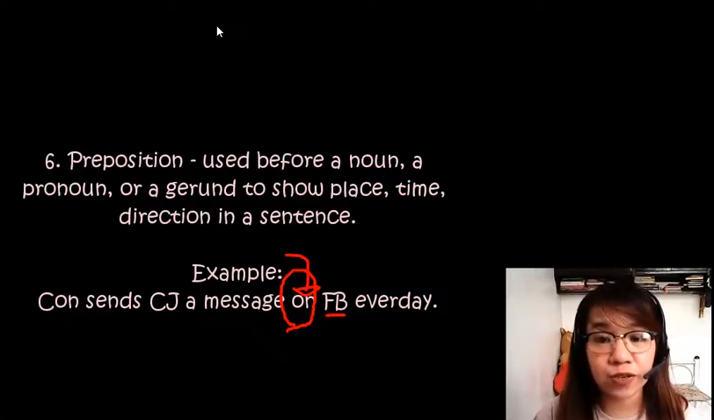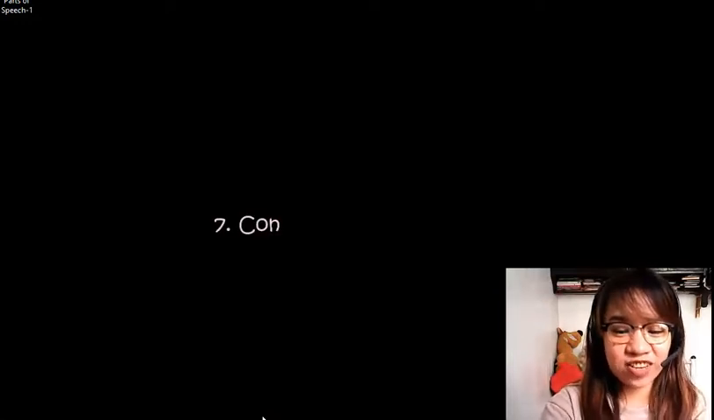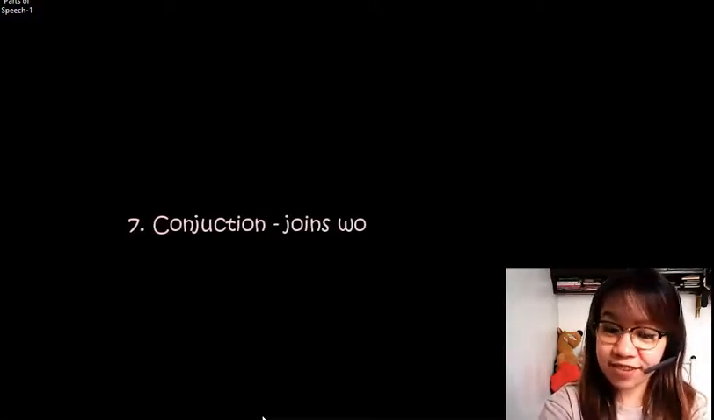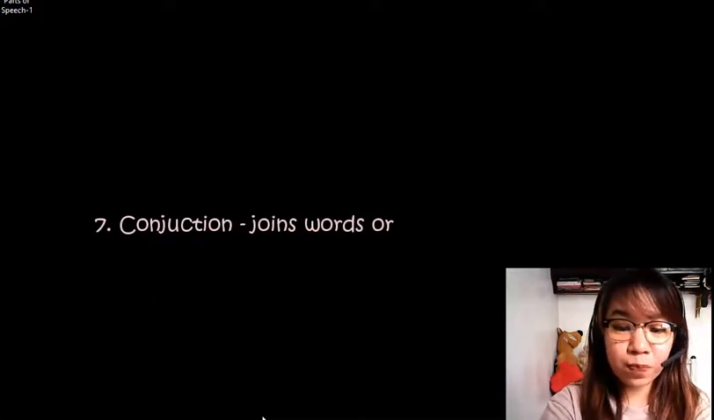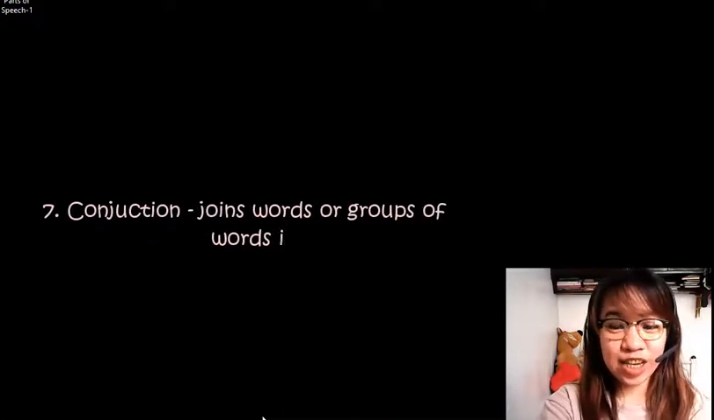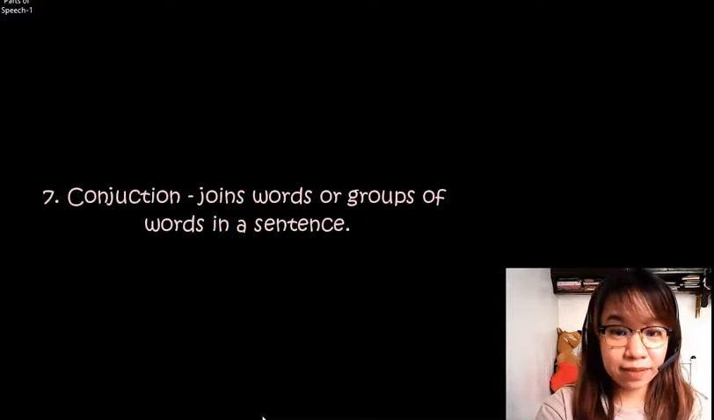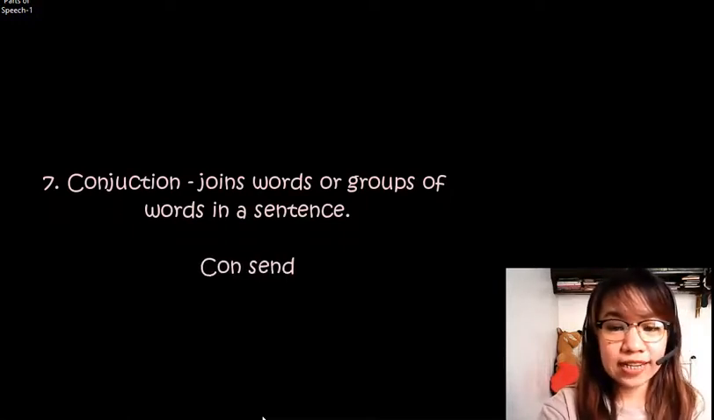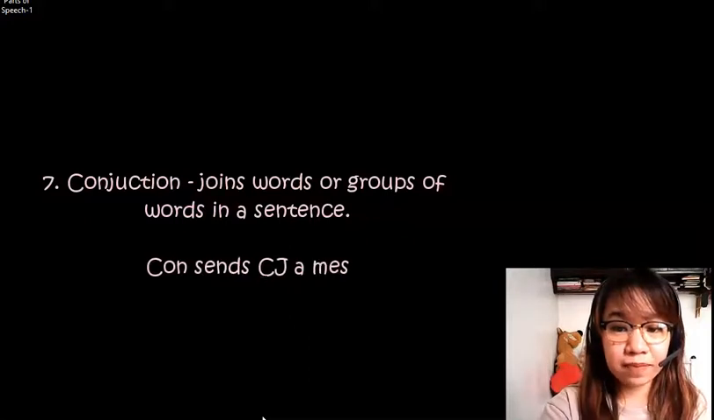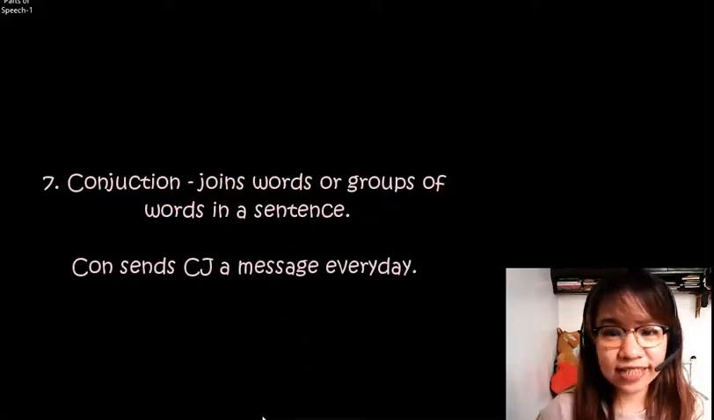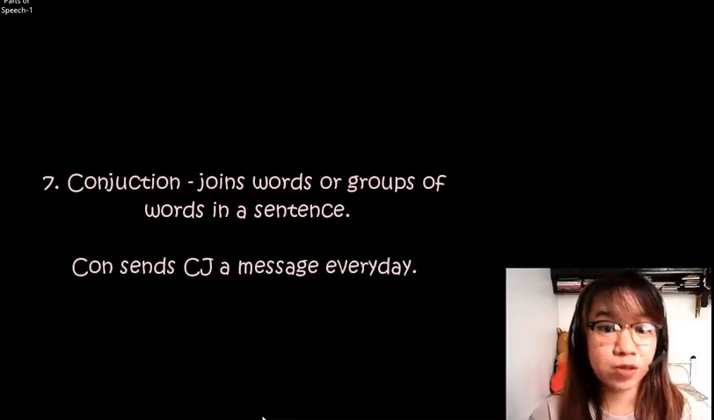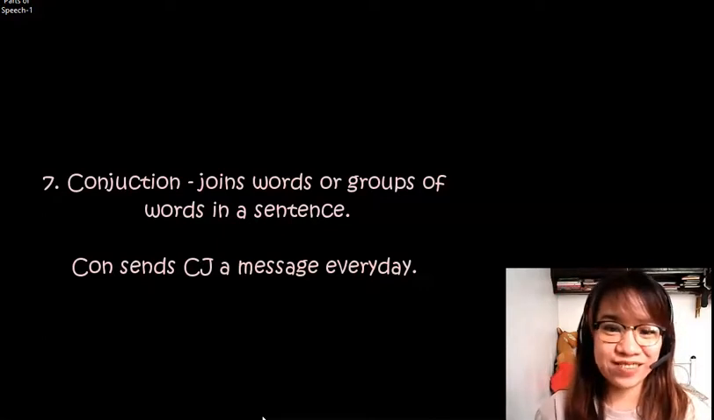Now let's move on to number 7, second to the last one. Yay! For number 7, we have conjunction. What is a conjunction? A conjunction joins words or groups of words in a sentence. For my example, let's say Con sends CJ a message every day. Do we have a conjunction here? No, we don't.